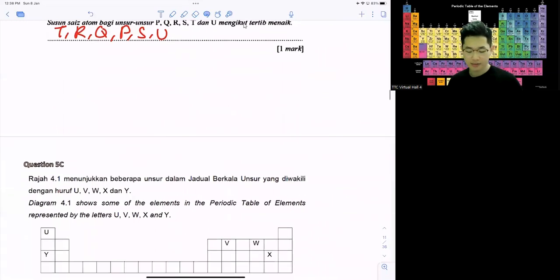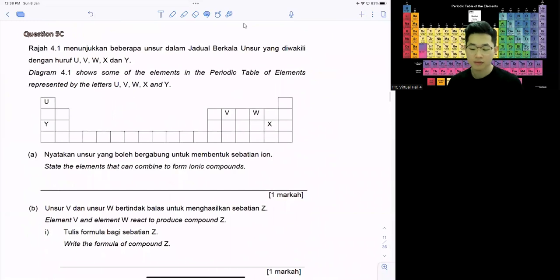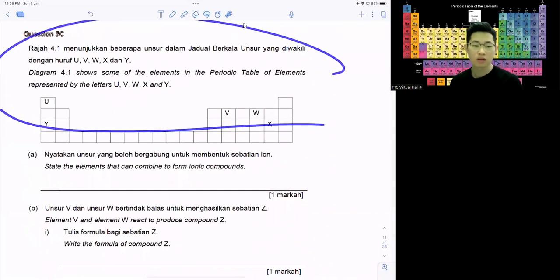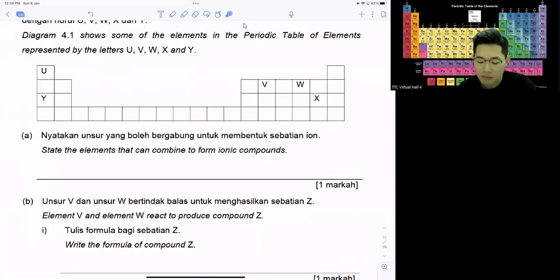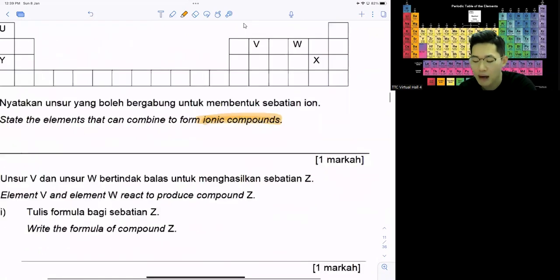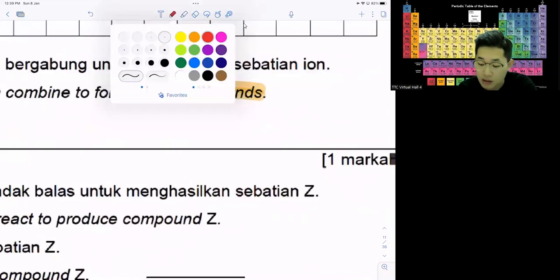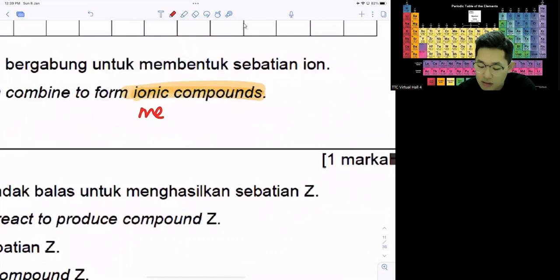Okay, next. Question 5C. State the elements that can combine to form an ionic compound. For periodic table, sometimes they come out with things like this. They ask you which elements can combine to form an ionic compound. So you have to know an ionic compound is formed between metal and non-metal.